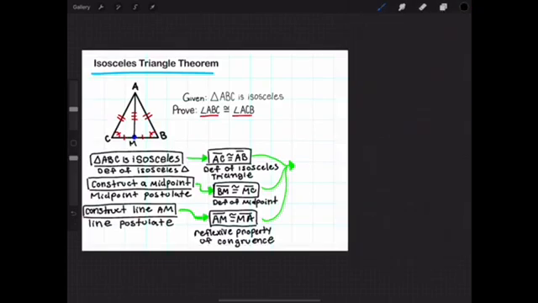Now you see that we have three sides that are congruent to each other. Once you have all three sides, bring them together so that you have triangle AMC is congruent to triangle AMB. This is what we've been getting at the whole time, and it's because of the SSS postulate.